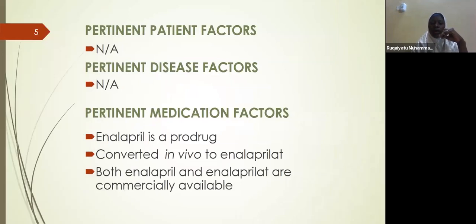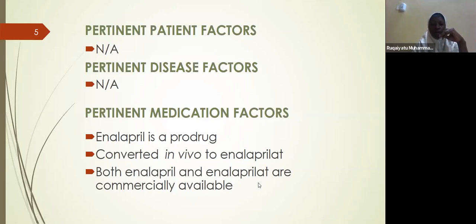So for classifying this particular question, we realize that it is not patient specific. It is not related to a patient. So of course, we don't need any patient factor. We don't need any disease factor. There is no disease factor related to this query. However, for the medication factors related to this query, we have to do in-depth research.